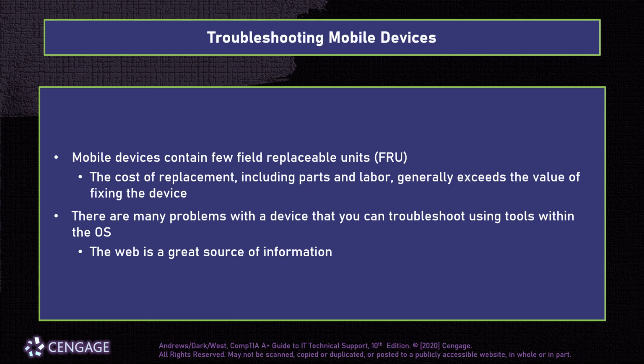Now, mobile devices in general tend to contain very few FRU, or field replaceable units. So this means that troubleshooting is largely restricted to software in the field. The cost of replacement for parts traditionally exceeds the value of fixing the device. So unless you have a pre-existing insurance plan for your mobile device, it's generally not going to be worth it to try and fix stuff.